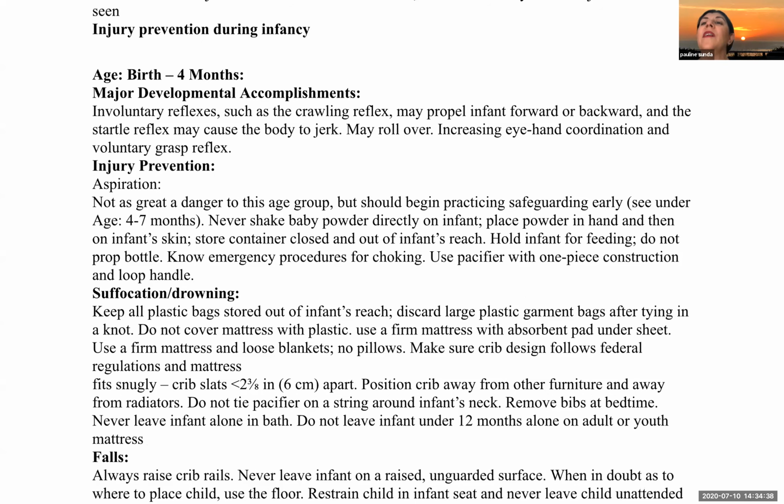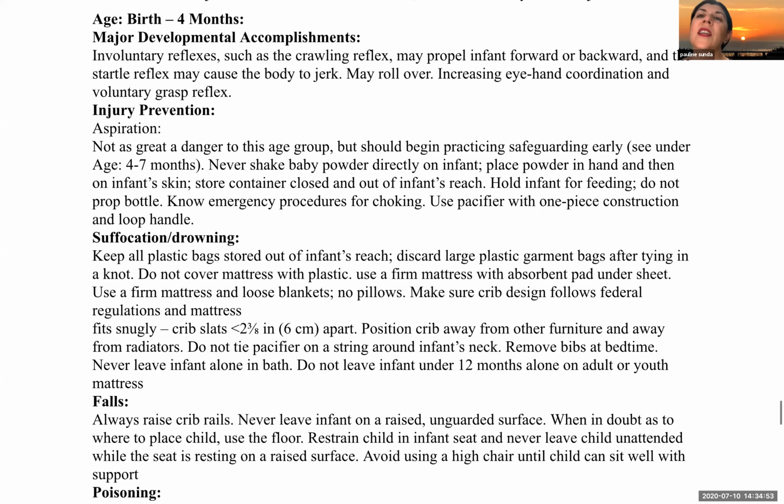Next, we're going to talk about injury prevention during infancy. You're going to notice that this is divided by developmental accomplishments. So first, we're going to address birth to 4 months of age. Major developmental accomplishments include the involuntary reflexes, such as the crawling reflex, which can propel the infant forward and backward, and the startle reflex, which may cause the child's body to jerk. They may start rolling over, and they have an increase in hand-eye coordination and voluntary grasp reflex.